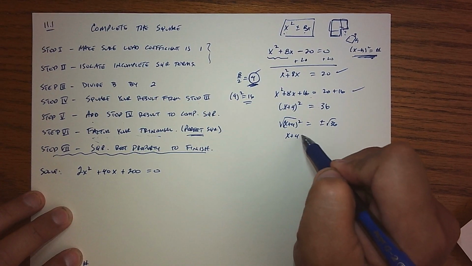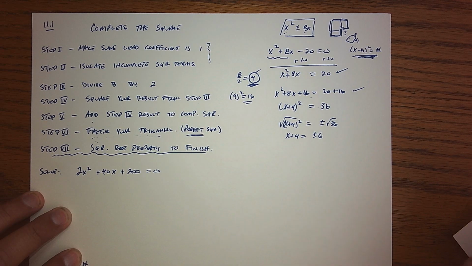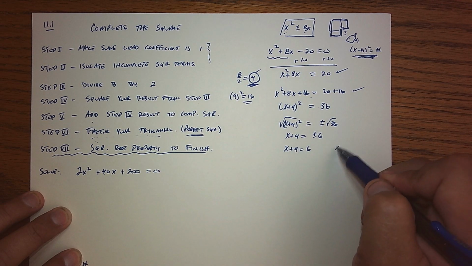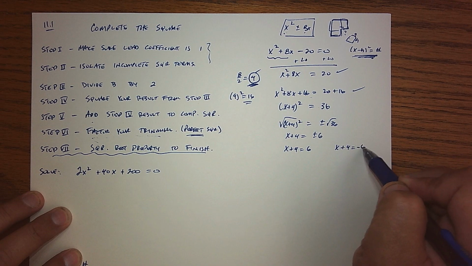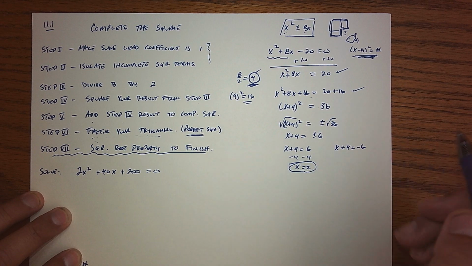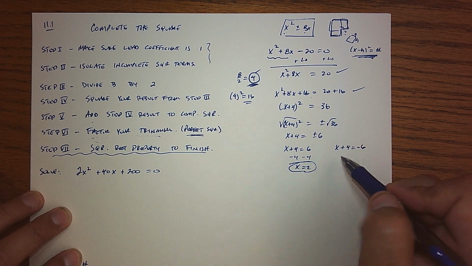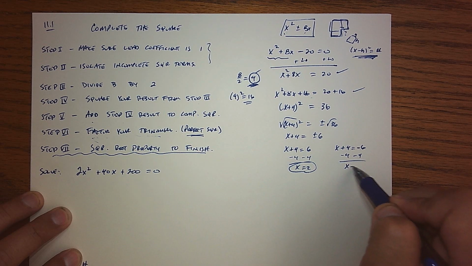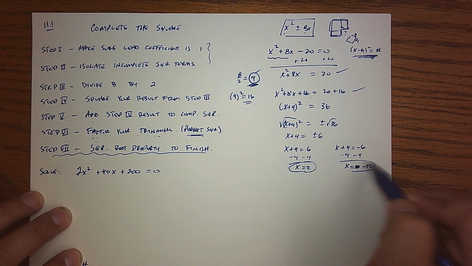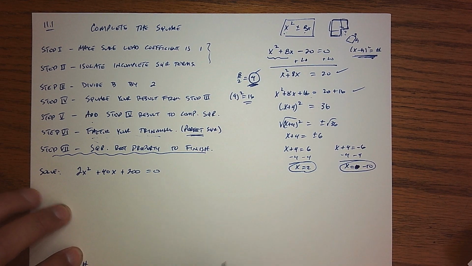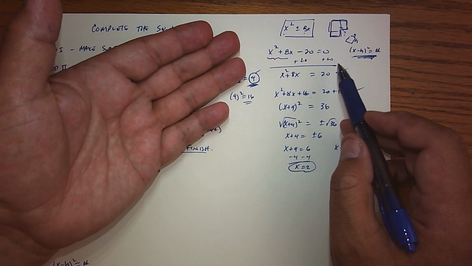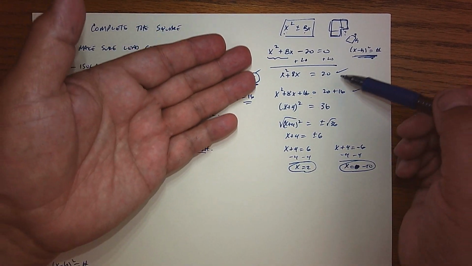So this side's x plus 4. This becomes plus or minus 6. So there's two potential answers: x plus 4 is 6, or x plus 4 is negative 6. Subtracting 4, we get x equals 2 as a solution. Or if we subtract 4 from the other, we get x equals, oops, let me write that better, negative 10 as a solution. Okay? And I know some of you are probably looking and wondering, why doesn't he just factor this? And I could have, but what we're trying to learn is completing the square.